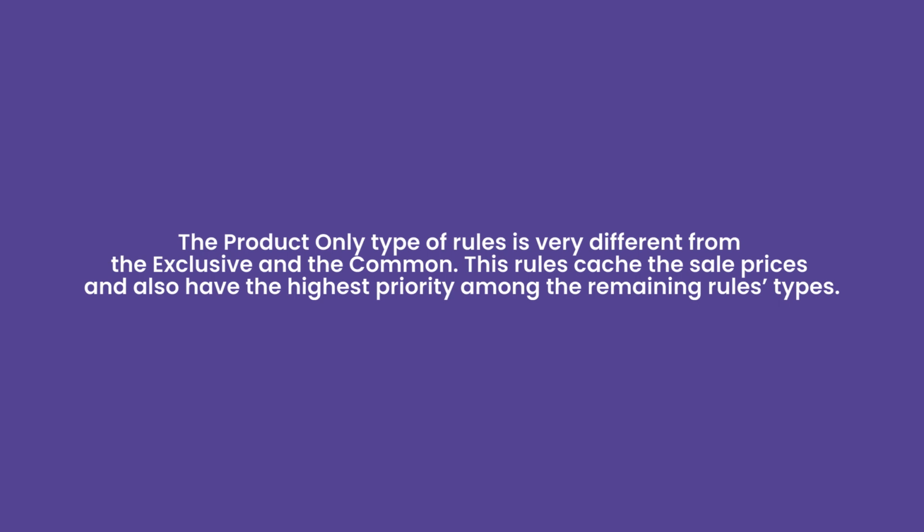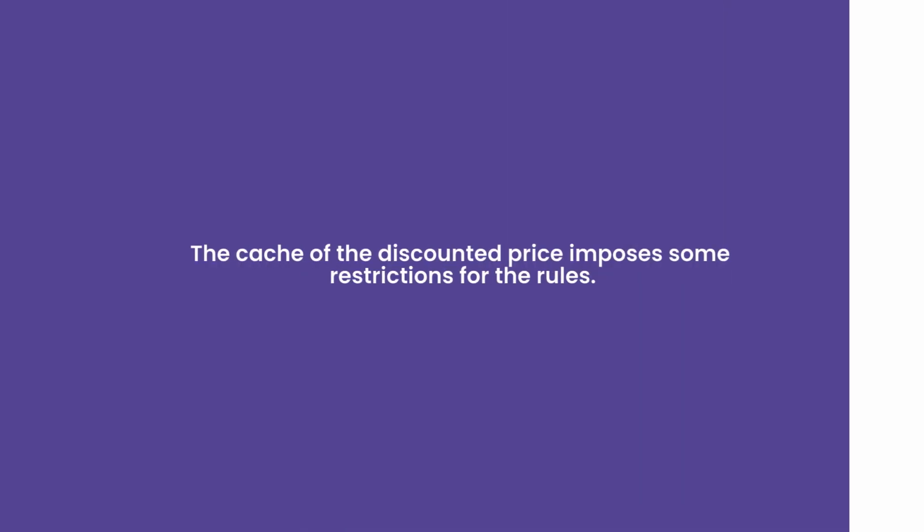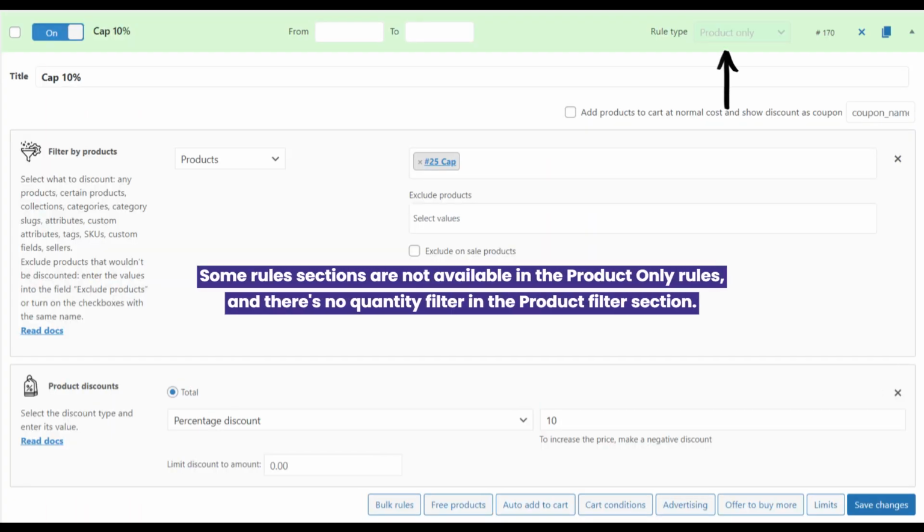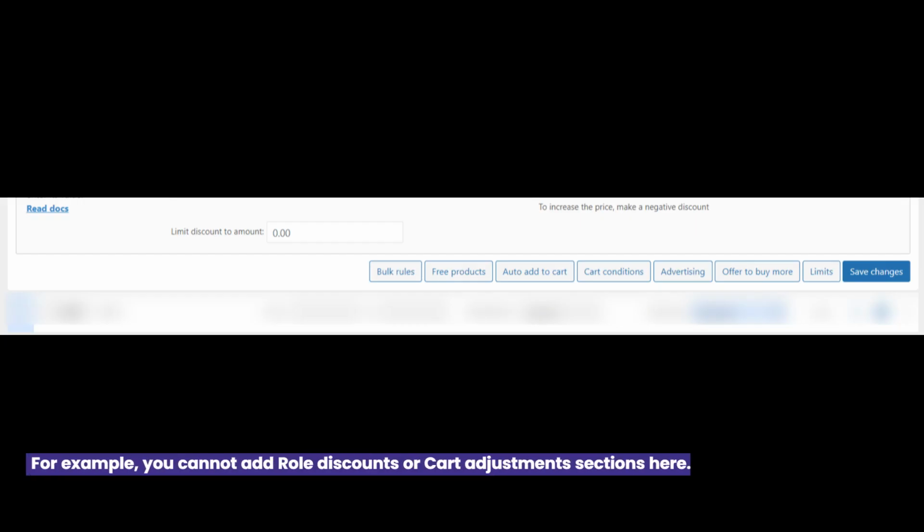The product-only type of rules is very different from the exclusive and the common. These rules cache the sale prices and also have the highest priority among the remaining rule types. The cache of the discounted price imposes some restrictions for the rules. Some rules sections are not available in the product-only rules, and there's no quantity filter in the product filter section. For example, you cannot add roll discounts or cart adjustment sections here.